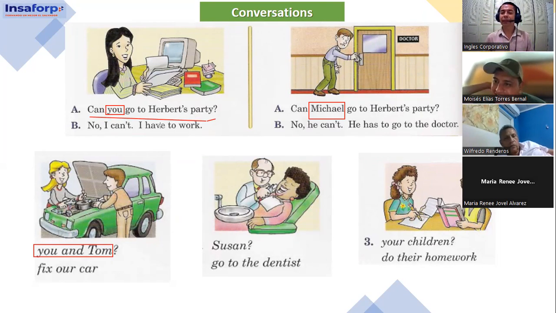We have to work. Excelentoso. To work. No, look. Fix our car.